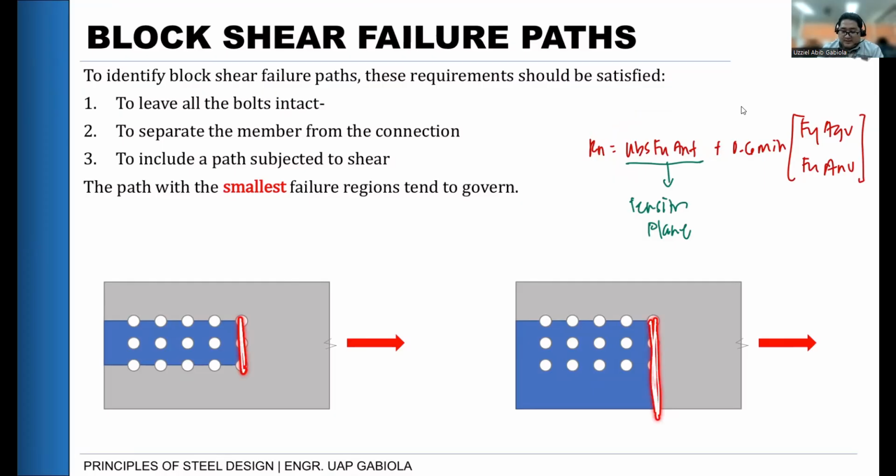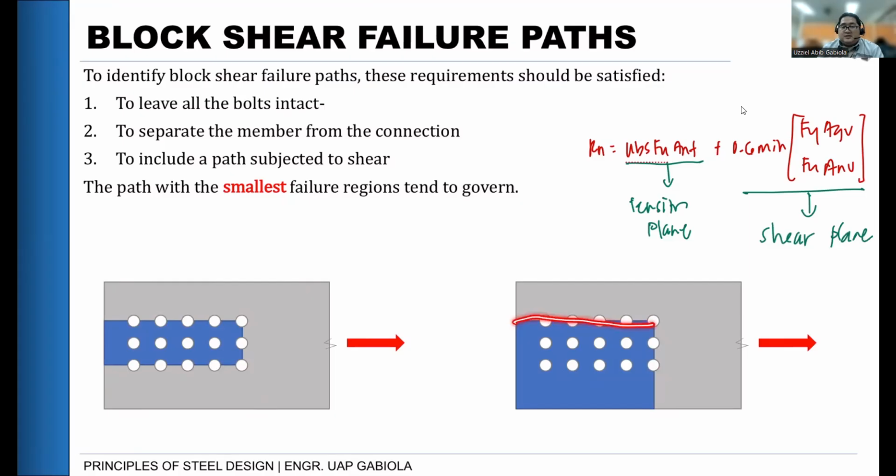Okay? So, when talking about tension plane lang, the one that will give a smaller value ng resistance is this one. Okay? Kasi mas maiksi yung kanyang width compared with this one. Okay? Pero that is just for tension plane. Ang formula natin is with an inclusion of the shear plane. Okay? This is our shear plane. And what can you say about our shear plane doon sa first and second? This is the first one. We have shear plane dito sa taas and another shear plane dito sa bottom. Okay? It means twice yung shear plane natin sa portion na to, and dito sa kabila, we have only one.